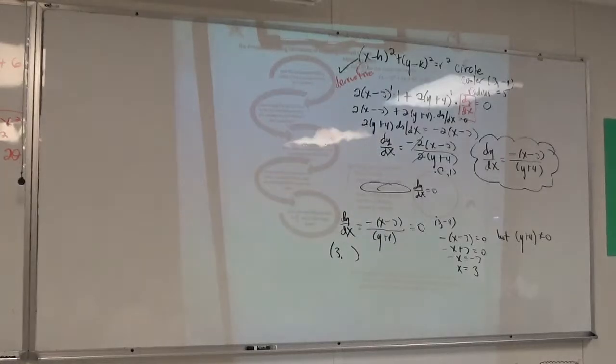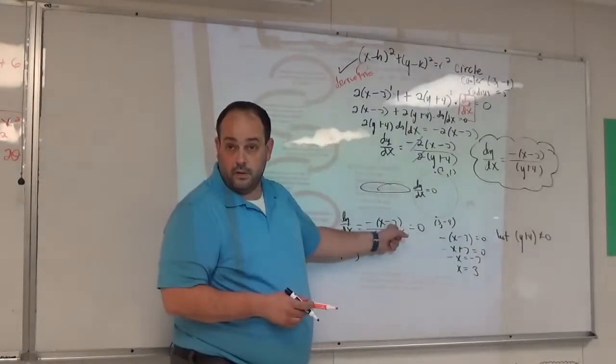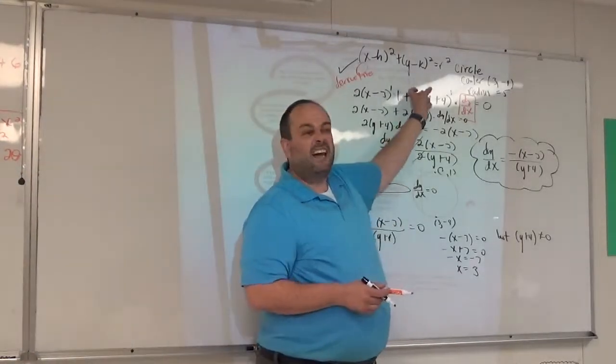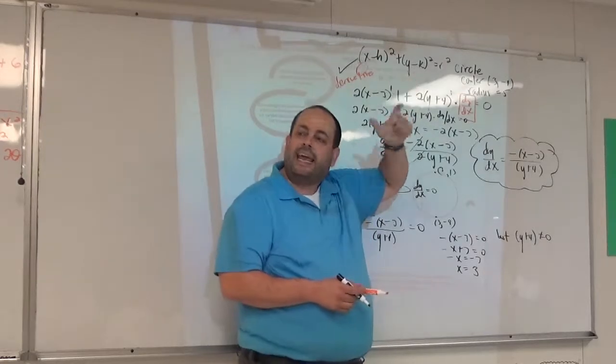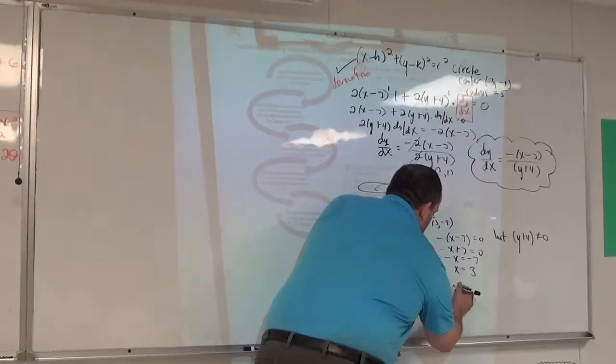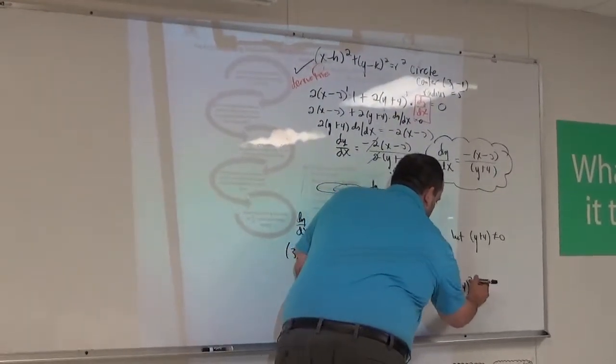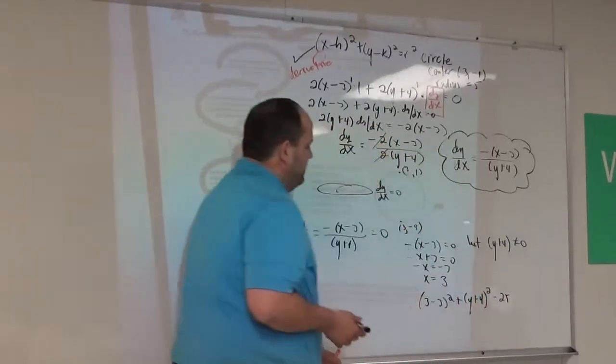You've got the x, but you need the y. Plug in where? To the derivative? To the original. Love it. Back to the original, because this is what connected the points together, the x and the y. So let's do it. X equals 3. So that means (3 minus 3) squared plus (y plus 4) squared is 25.